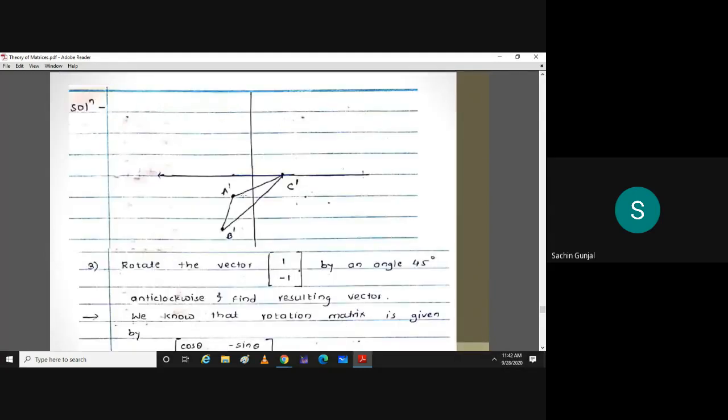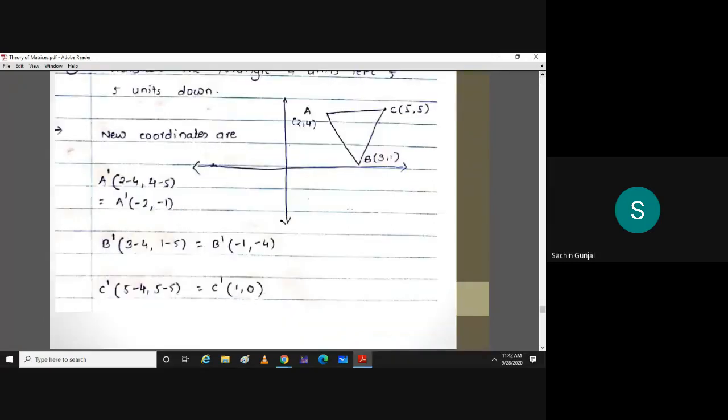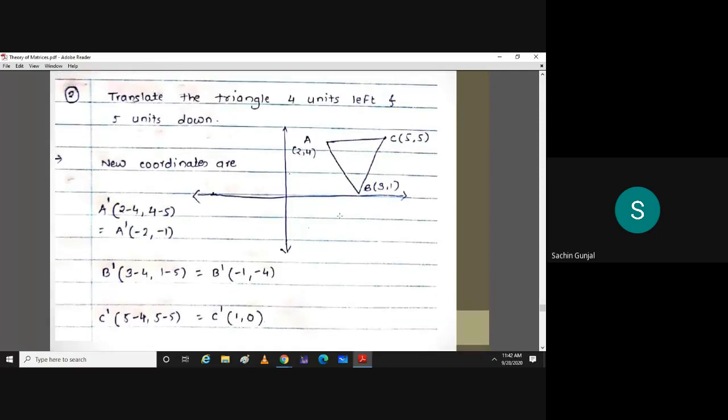The resulting figure will be something like this. If you draw those points, it is like this. Such questions can be asked: rotate or translate a triangle by a certain amount.